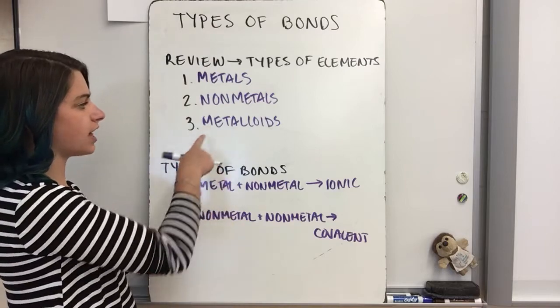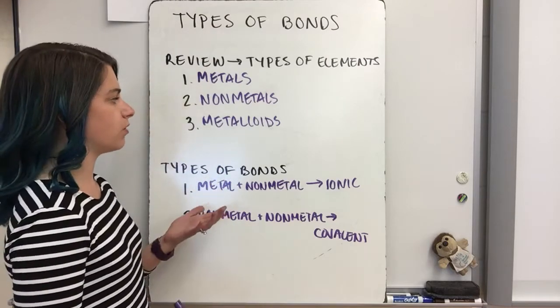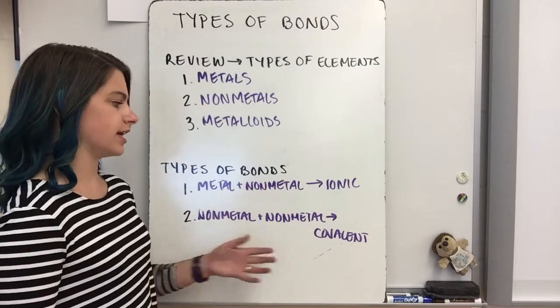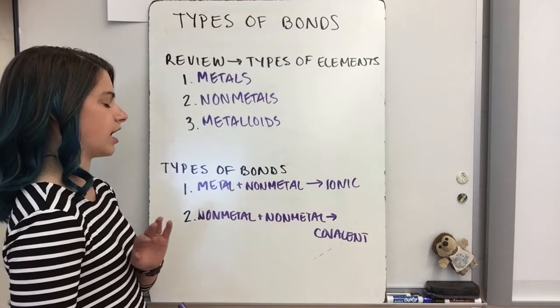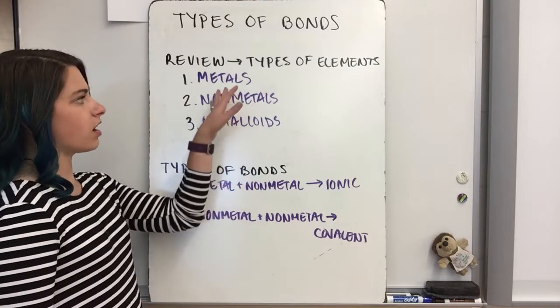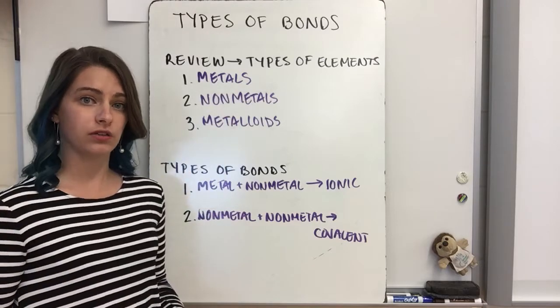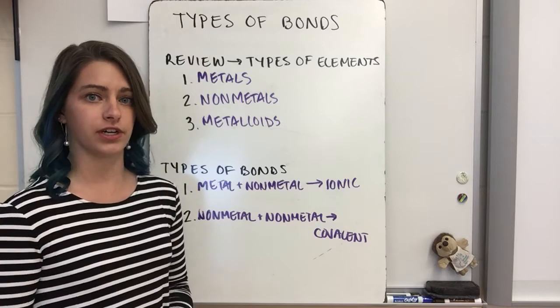And then we still have our metalloids. We don't often look at metalloids. When we do, they are usually in covalent compounds, so they're behaving like nonmetals. But we're not going to look at our metalloids all that closely. And then we can also have metals that bond with other metals. That's called metallic bonding. That's another type of bonding that we're not going to look very closely at.